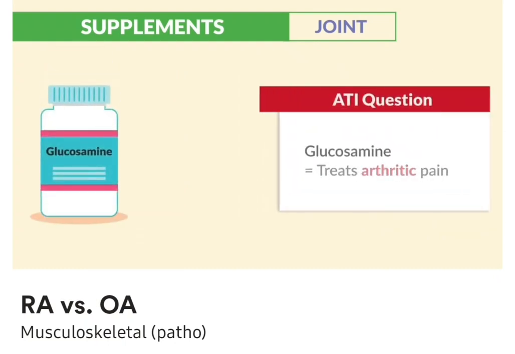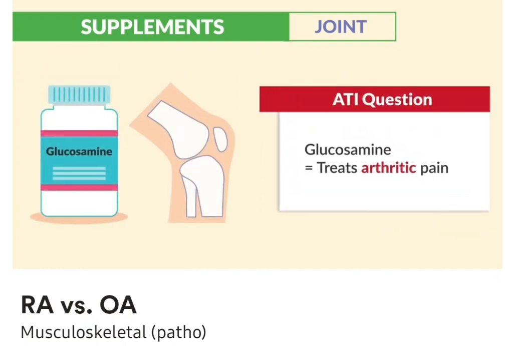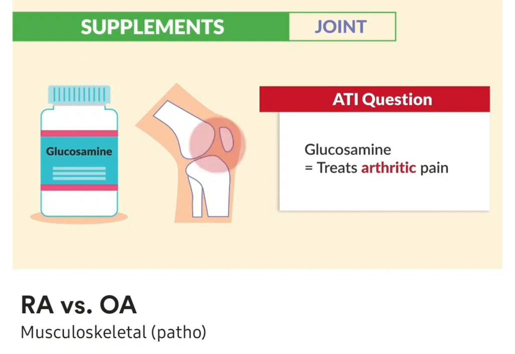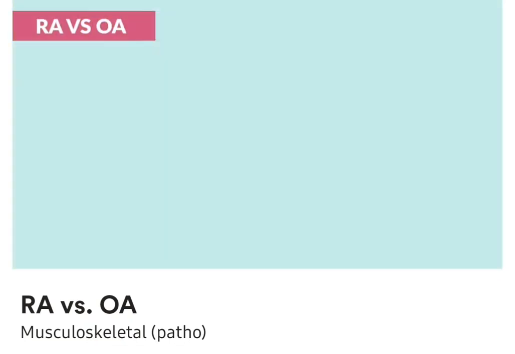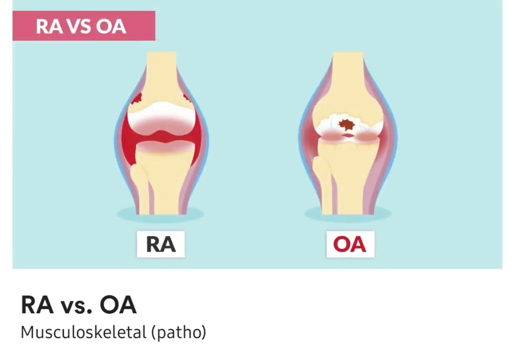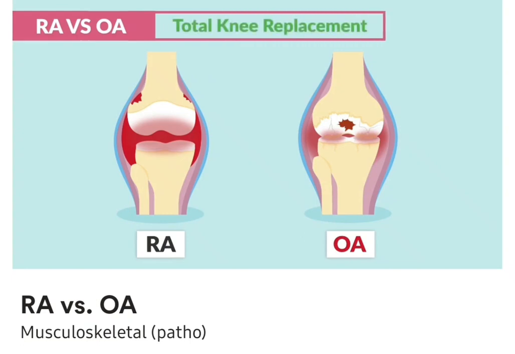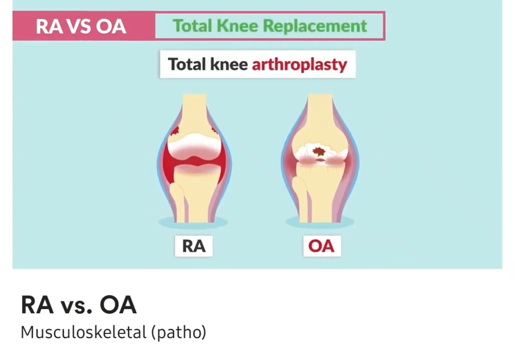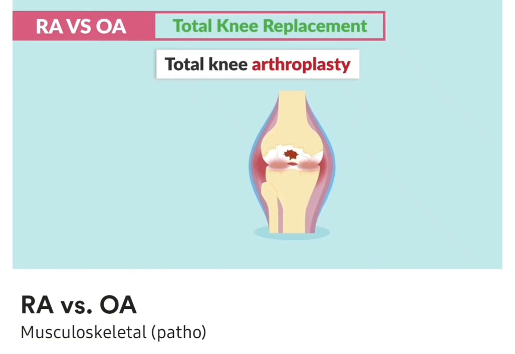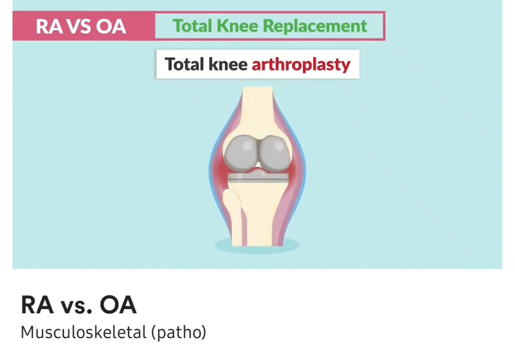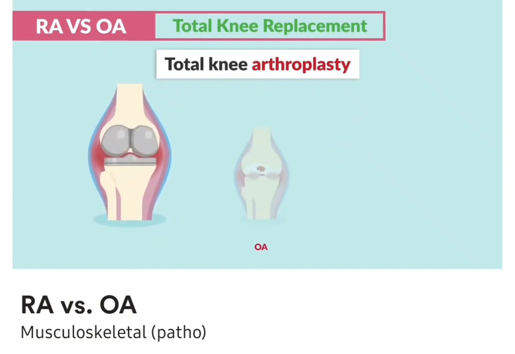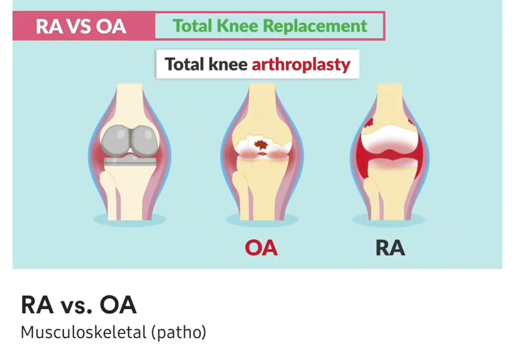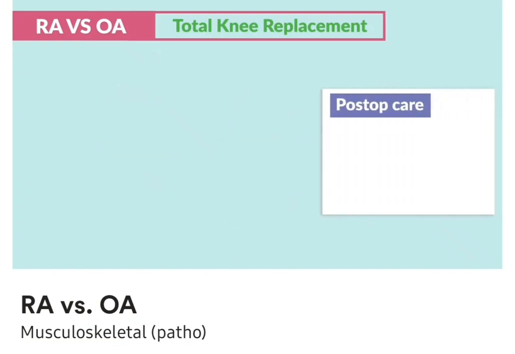Now, ATI touched on glucosamine as a key term treatment for arthritic pain. Lastly, a common surgical intervention for RA and OA is a total knee replacement, also called a total knee arthroplasty. It's a surgical procedure to replace the knee joints, commonly done for both OA and RA. Now, post-op care, this is huge.